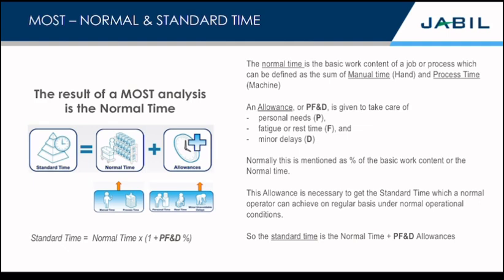But in case of a man-machine environment, there is no fatigue percent applied for the automated process. Please check the man-machine training module for more details. This allowance is necessary to get the standard time which a normal operator can achieve on a regular basis under normal operational conditions. So the standard time is the normal time plus PF&D allowances. The way to define the correct PF&D percent will be explained in a separate training module.